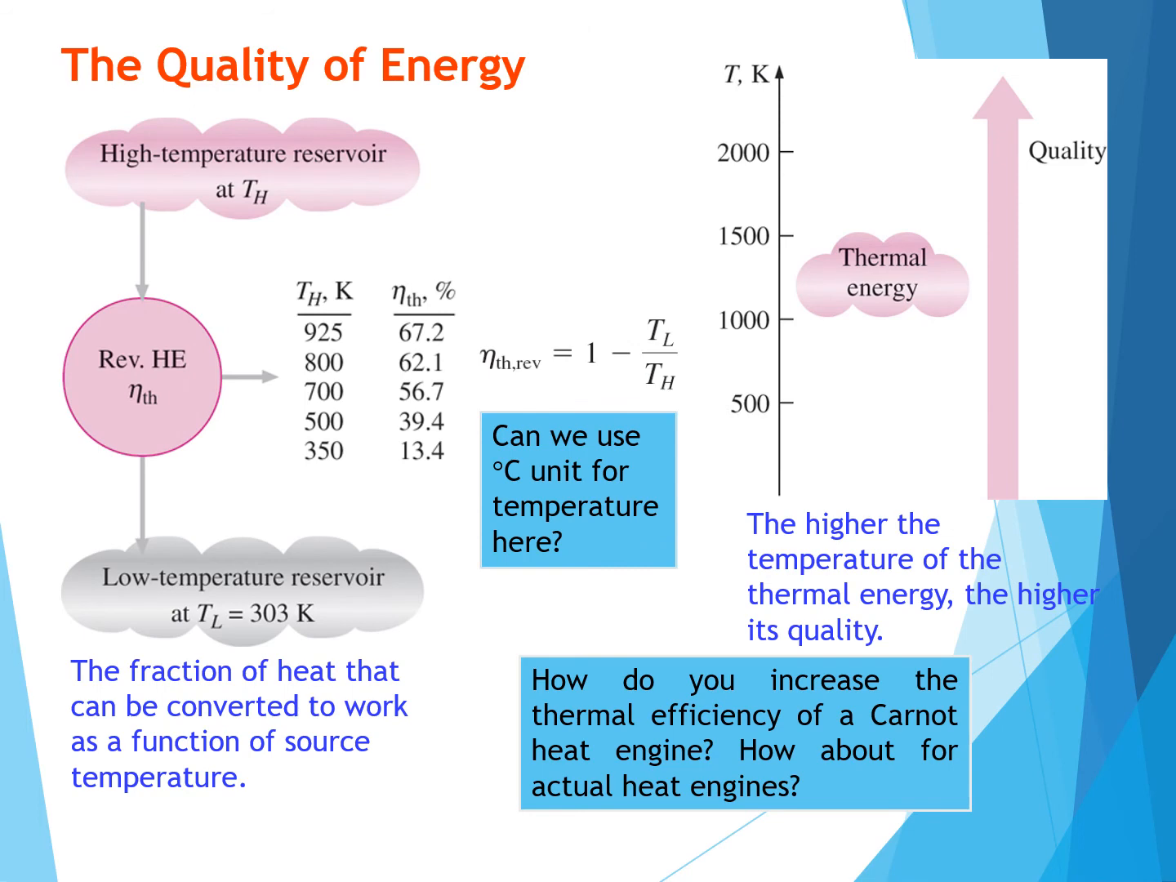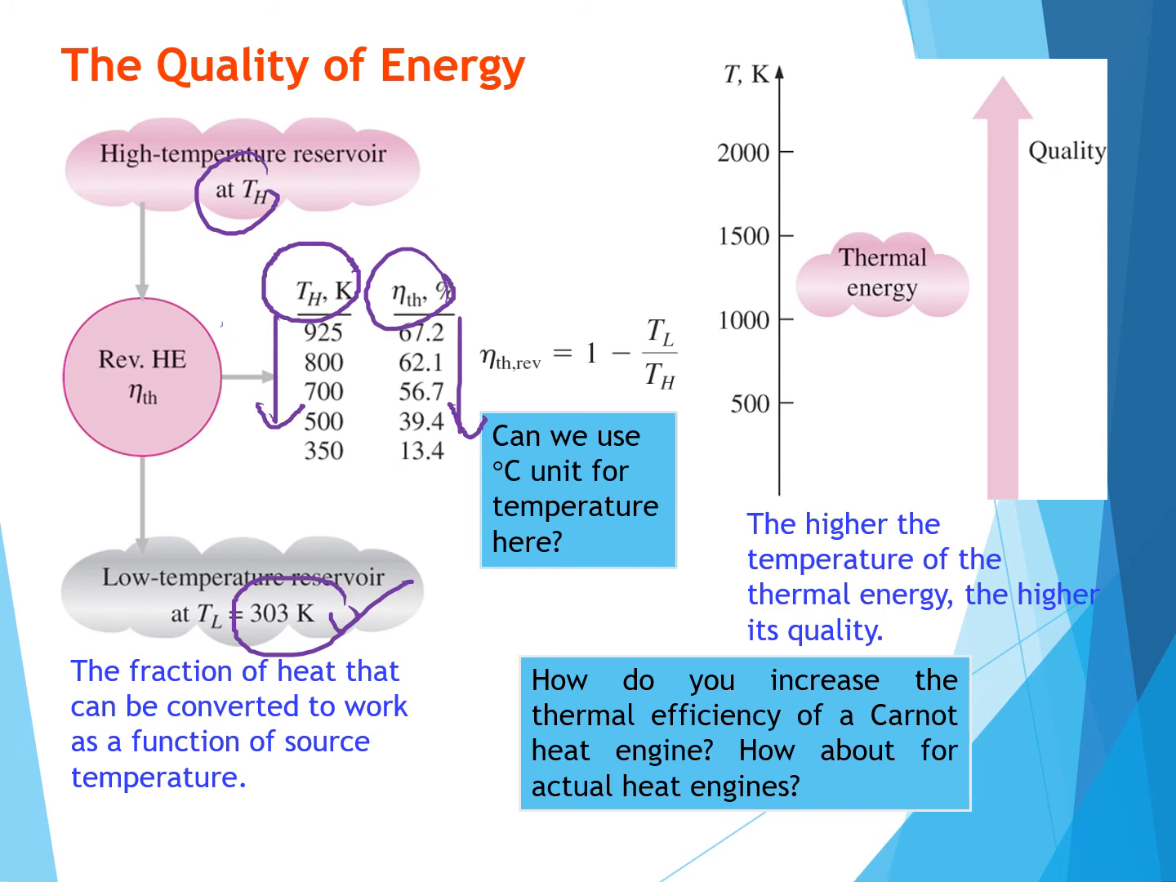Right now, let us examine how the thermal efficiency varies with the source temperature when the sink temperature is held constant. So TL is held constant at 303 K. Now we're going to vary the TH value and see what the thermal efficiency value is. All right. Now the thermal efficiency decreases as the source temperature is lowered.